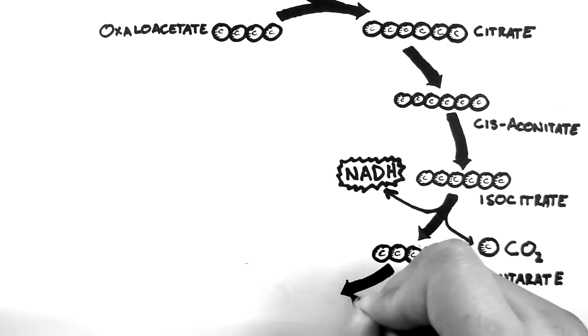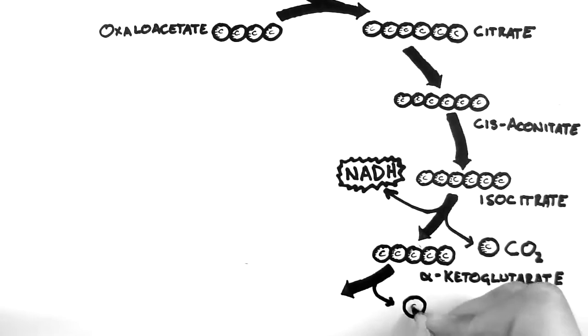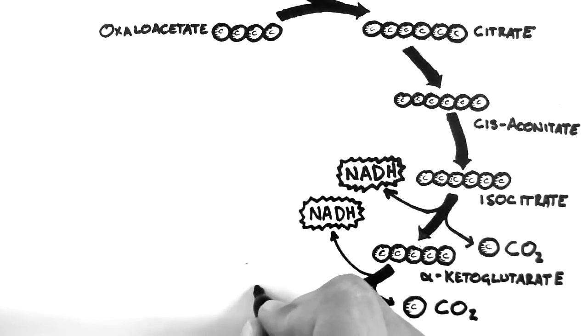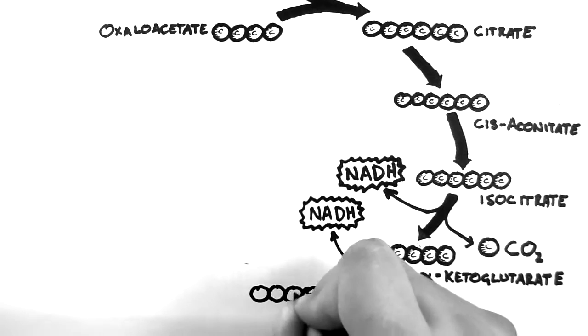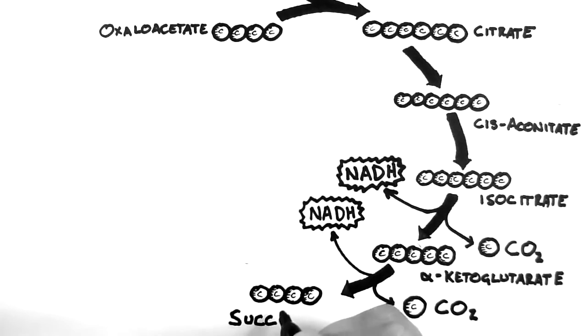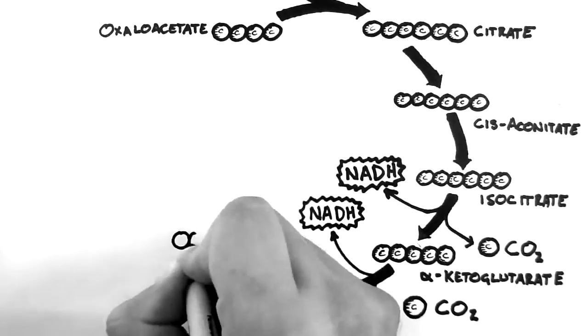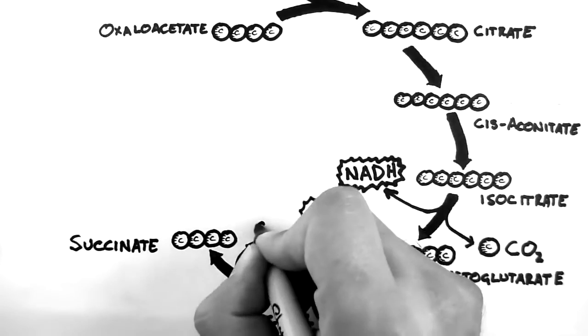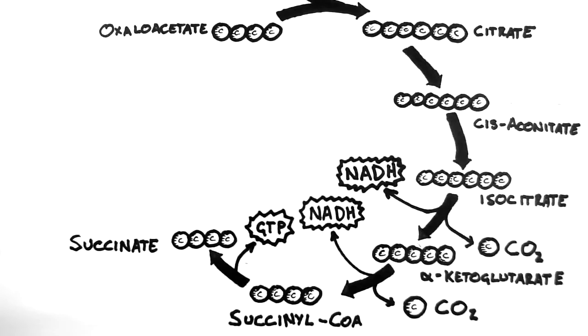The same thing happens again. We lose a carbon as carbon dioxide and gain an NADH. Hence we are left with only four carbons in our main molecule, which is now called succinyl-CoA. Succinyl-CoA is then converted to succinate, and a GTP is produced in the process. GTP is essentially an equivalent of ATP.